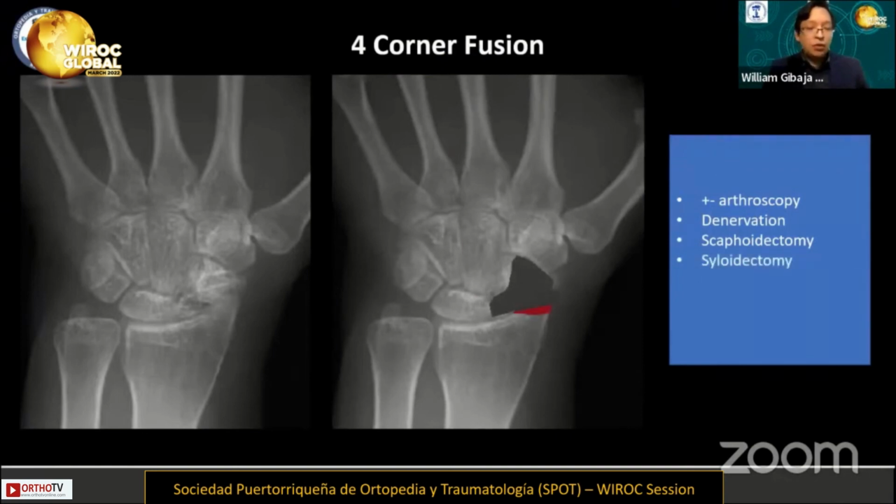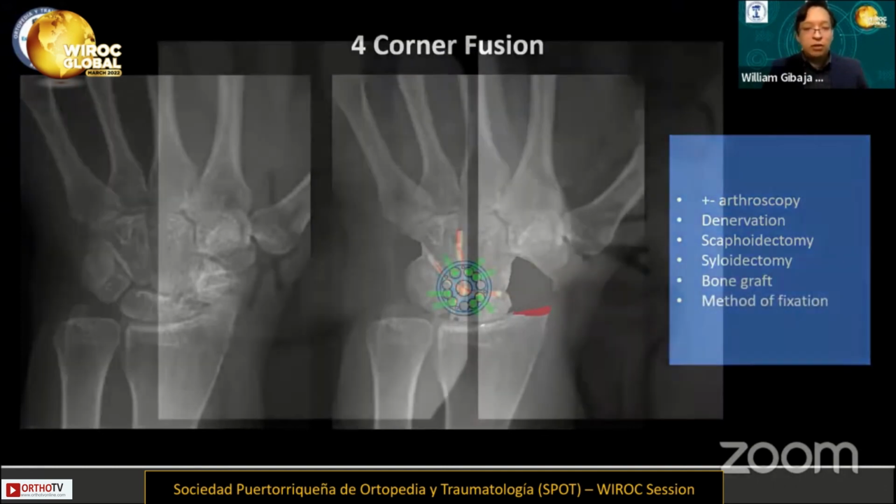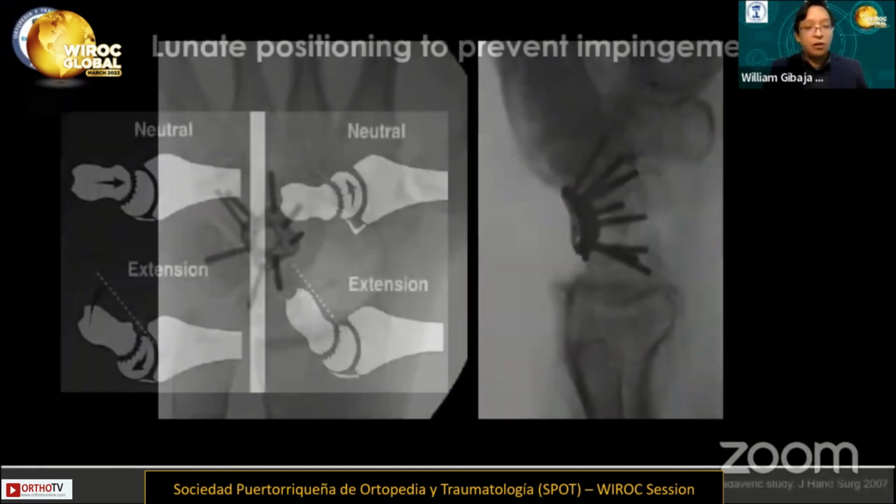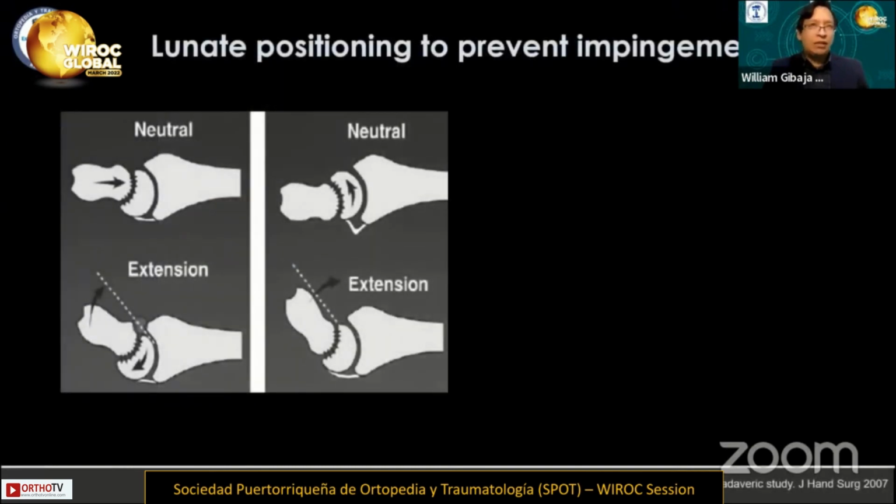Styloidectomy might be an option to diminish that impingement, and when we fuse this, we apply this bone graft, and we choose our method of fixation. It can either be this circular plate. Plates sometimes can be troublesome, especially when they try to extend.